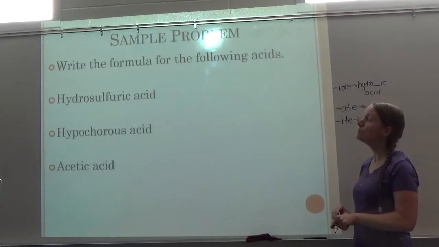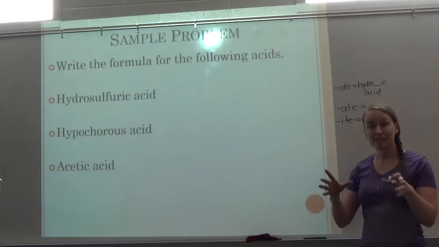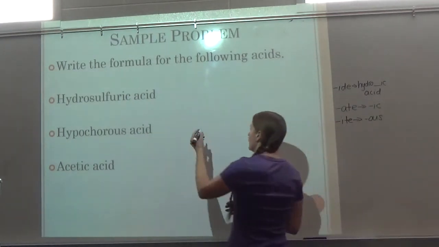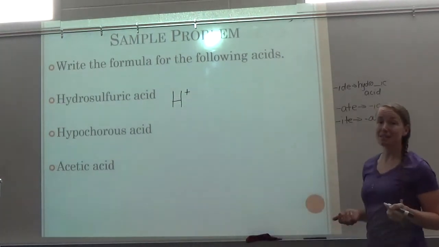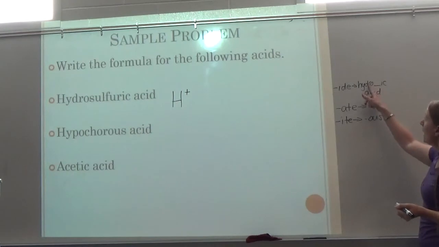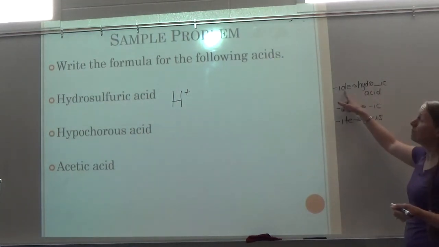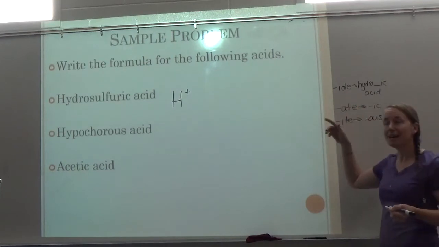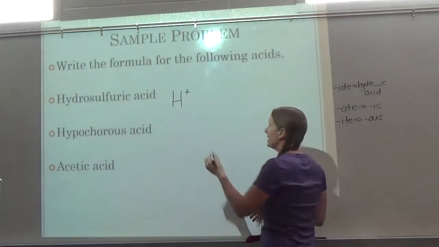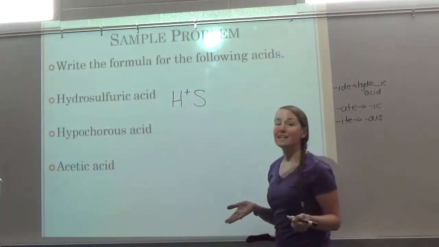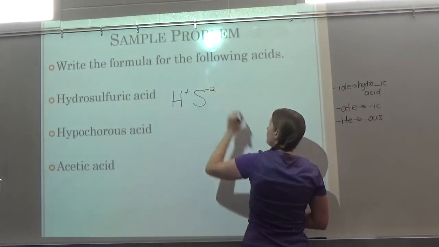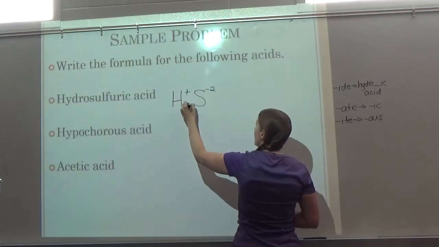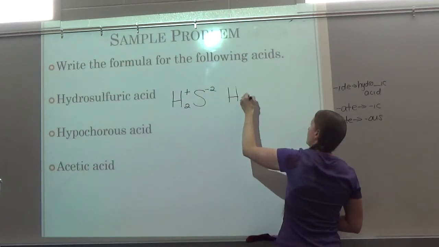So we have hydrosulfuric acid. If it ends in acid, it starts with H. H is in group 1, so I know it's a positive 1 charge. Hydrosulfuric means it came from sulfide. Sulfide is just sulfur with an ide ending, just like oxide is oxygen. Sulfur is in group 16, so it has a -2 charge. And so then I just cross my 2 down. So it's H2S.